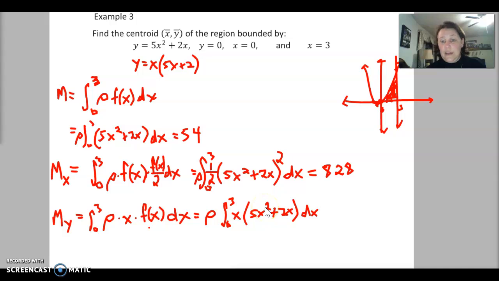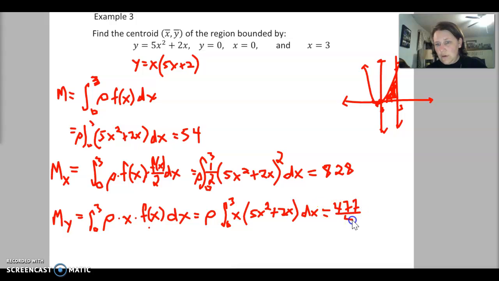Okay, and again, you can do that one on your calculator. You already have the y equals 5x squared plus 2x in for y, and just go into your math, hit 9 for integral, and then do x times your variable y, comma x, comma 0 to 3, and it works. It gives you a really quick answer.